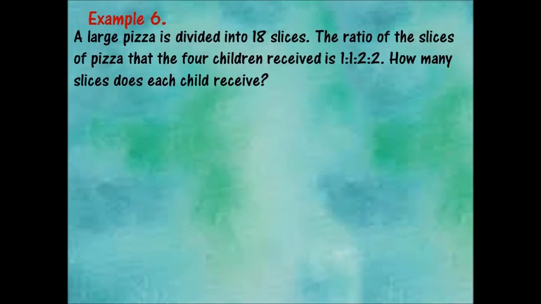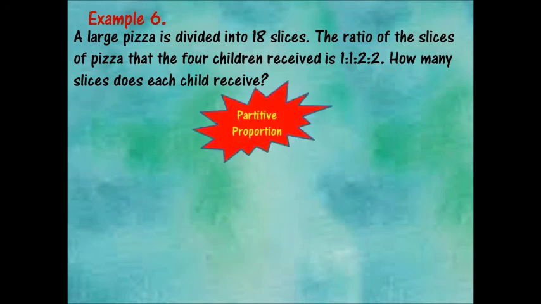Next, number 6. A large pizza is divided into 18 slices. The ratio of the slices of pizza that the 4 children received is 1 is to 1 is to 2 is to 2. How many slices does each child receive? So, pakita natin siya. Okay, dahil siya ay nagkaroon ng partition, so that is partitive proportion.